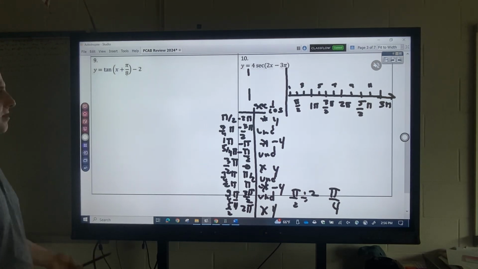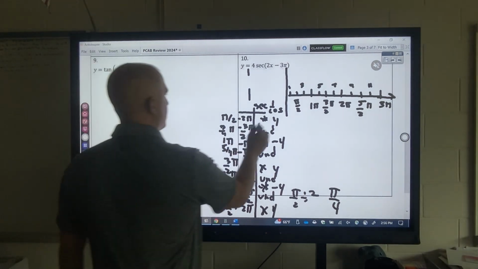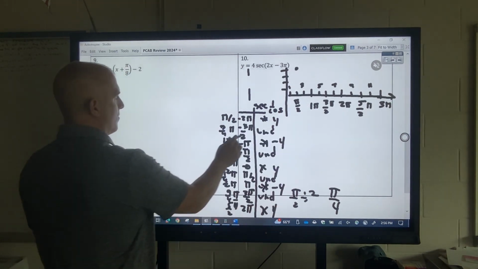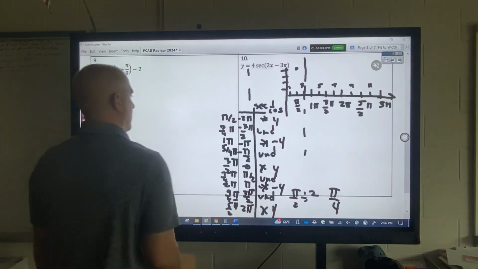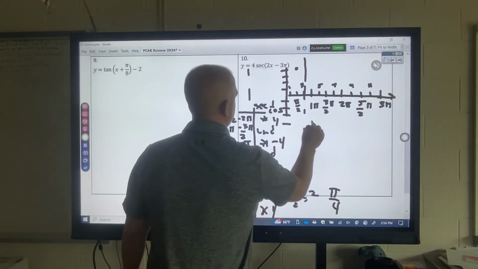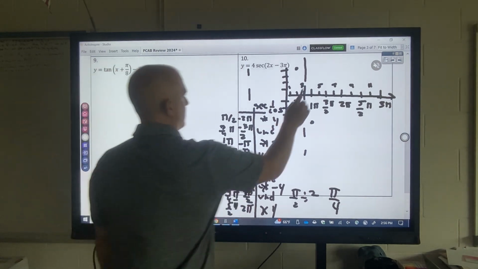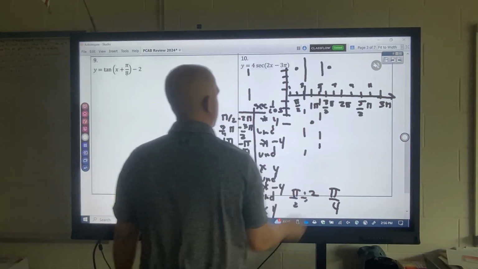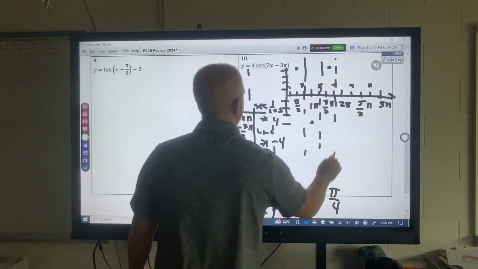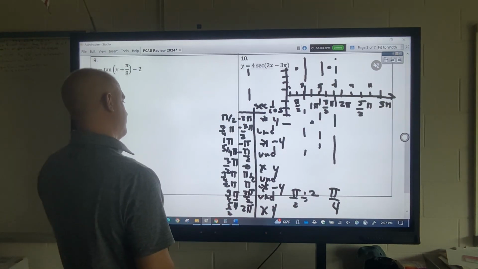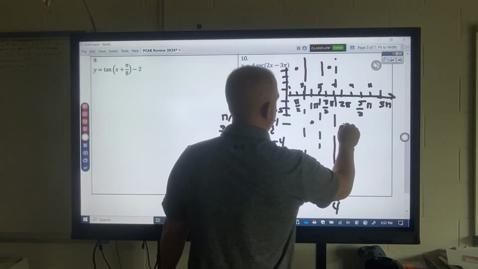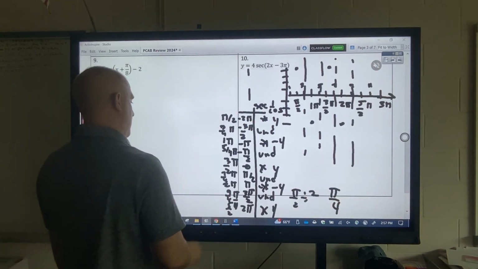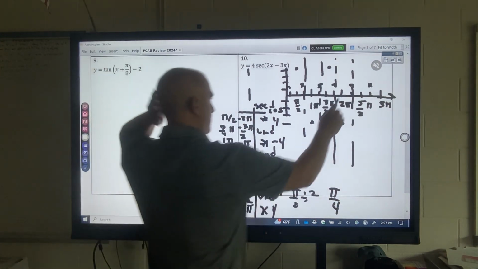Okay, so what I got here is pi/2 is up at 4. Okay, 3/4 is undefined. At 1 pi, I'm at -4. At 5/4 I'm undefined. At 3/2 I'm up at 4. At 7/4 I'm undefined. At 2 pi I'm back down at -4. At 9/4 I'm undefined. At 5/2 I'm at 4.